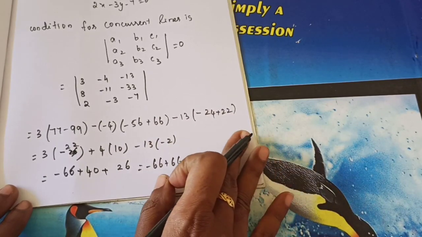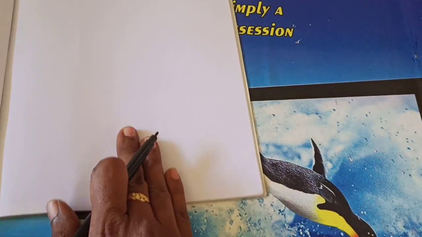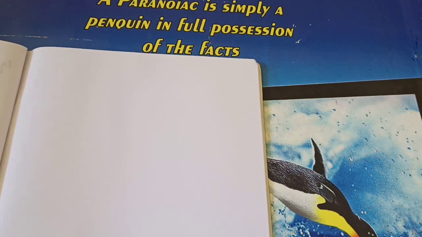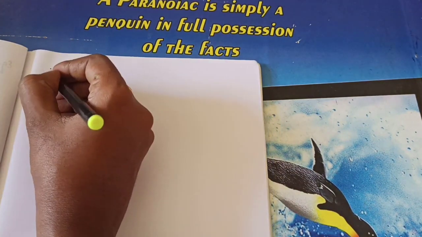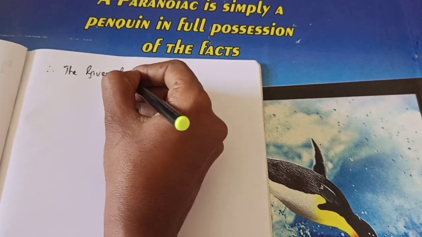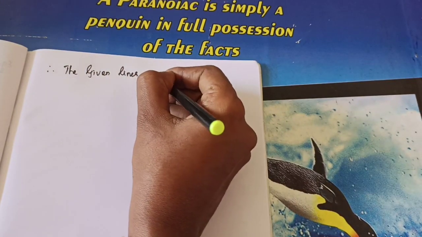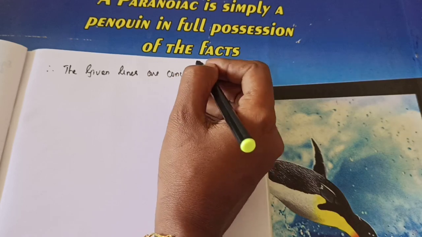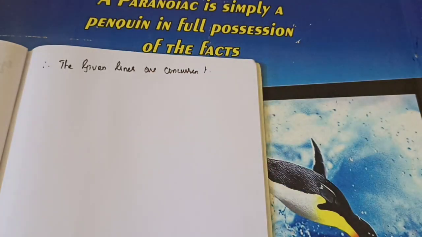0. Therefore, are the given lines concurrent or not? Whether it is concurrent, yes or no? Yes. So, if we get the determinant value as 0, we will say therefore the given lines are concurrent. Okay, therefore the given lines are concurrent. Here they asked you to find the concurrency point also.